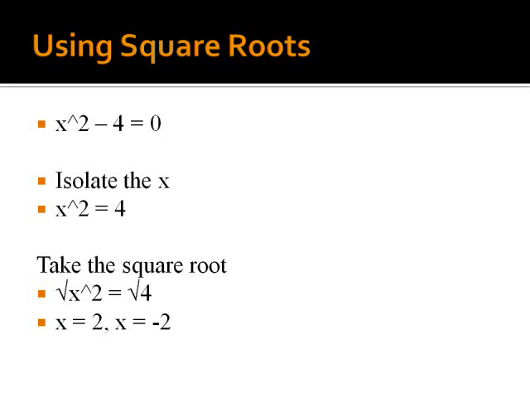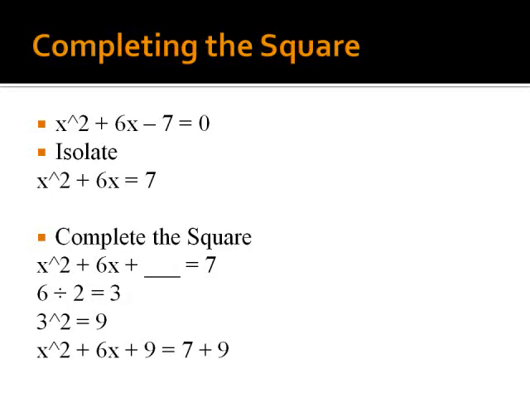Another problem you may face is an equation like this: x squared plus 6x minus 7. To find the solutions, you need to do as you would normally do. Isolate the variable by moving the constant over to the other side of the equation. You now have x squared plus 6x equals 7. To find the real solutions, you must complete the square.